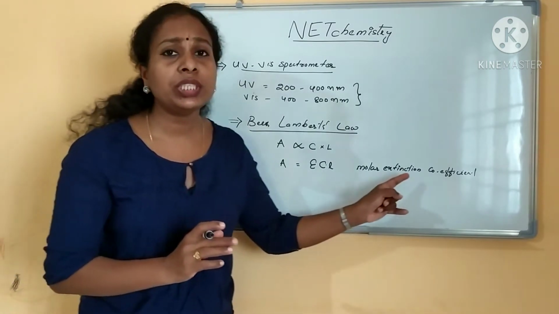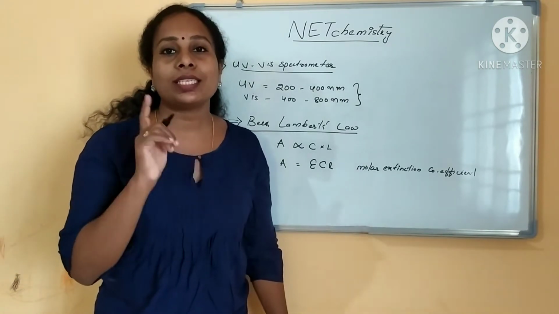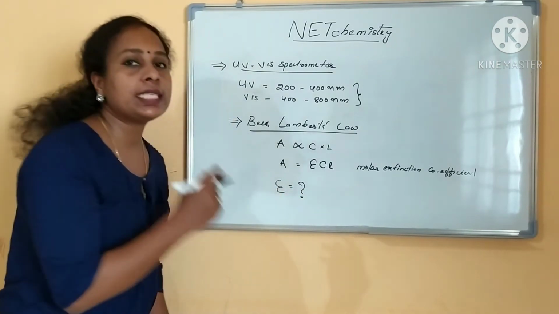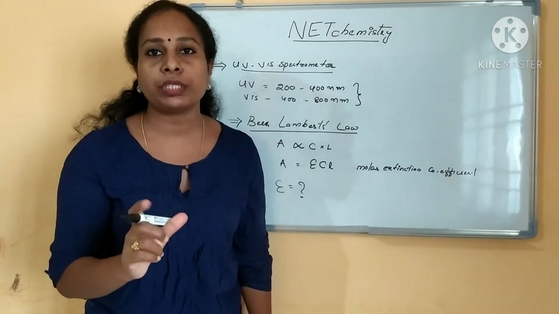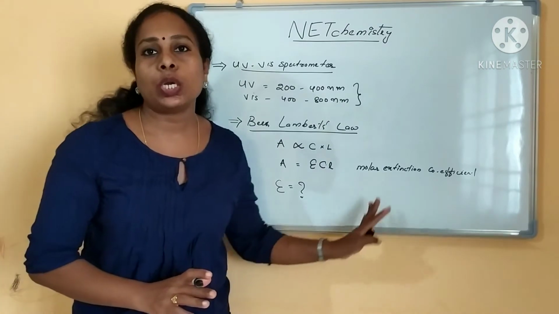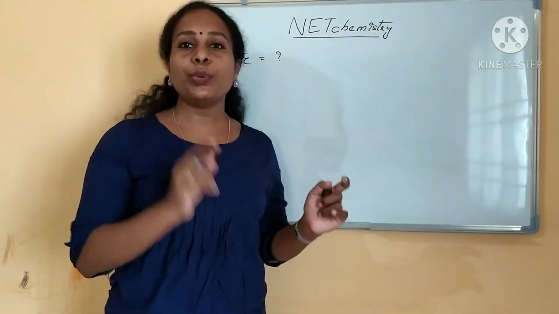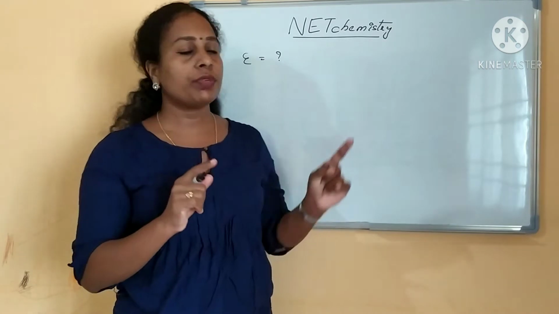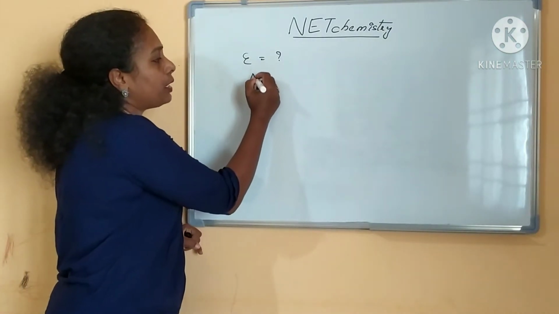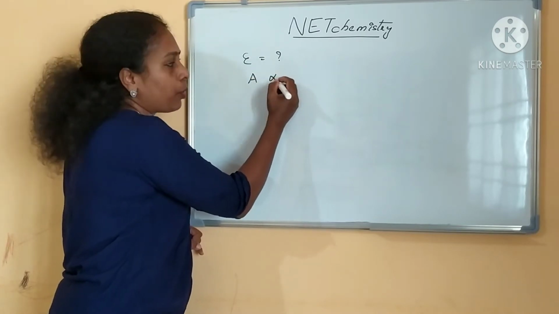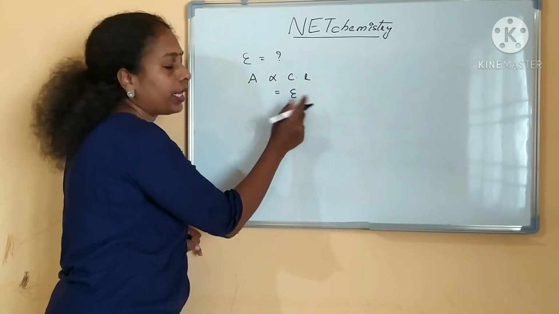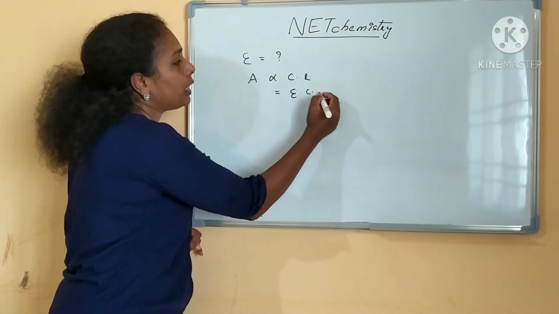The other question is, what is the molar extinction coefficient? If you see the question paper, you can see this question: what is epsilon, what is the molar extinction coefficient, and what is the unit of epsilon? What do you mean by molar extinction coefficient? What is the definition of this constant? From Beer-Lambert's law, absorbance is directly proportional to concentration and length. So here we get the constant epsilon times C times l.